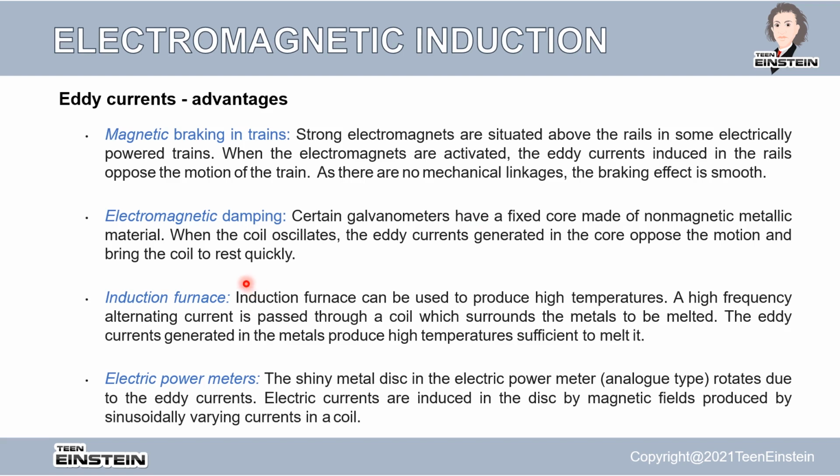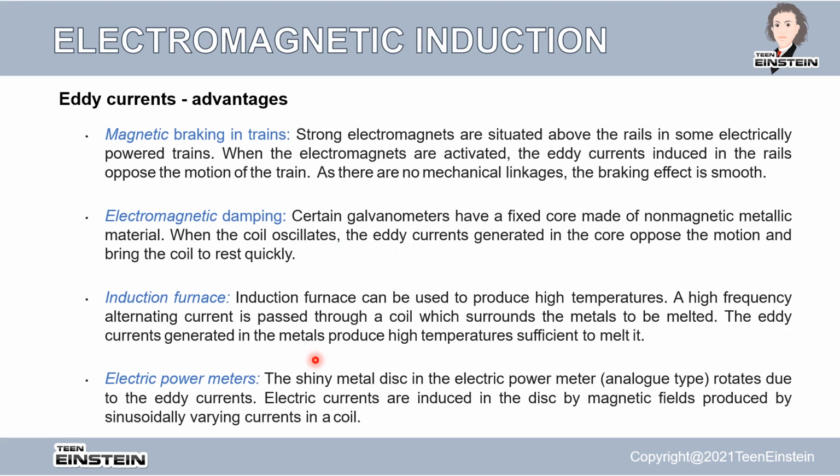And then electromagnetic damping. Certain galvanometers have a fixed core made of non-magnetic metallic material. When the coil oscillates, the eddy currents generated in the core oppose the motion and bring the coil to rest quickly. So this is exactly the example which we saw before. When a metal oscillates in the magnetic field, it comes to a stop after some time. We are using the same principle in the galvanometer. When the galvanometer needle is oscillating, the eddy current brings it to a stop quickly.